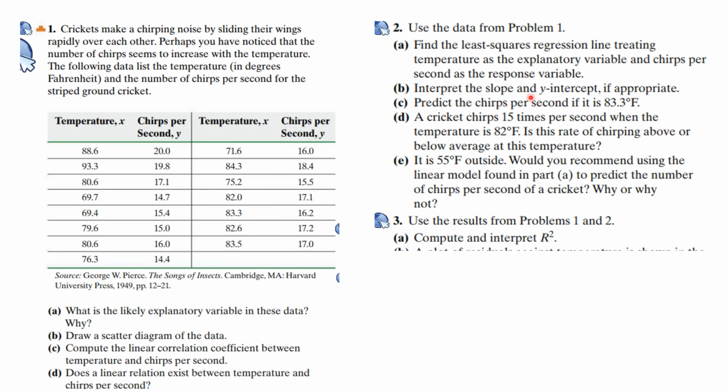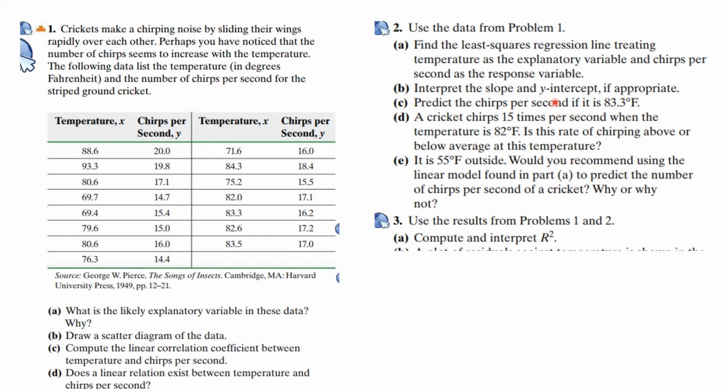Interpret the slope and y-intercept if appropriate. The slope tells you that for every increase of a degree in temperature, the number of chirps increases by 0.2 and change. The y-intercept is negative and really doesn't make sense in this case because the temperature does not go to 0.